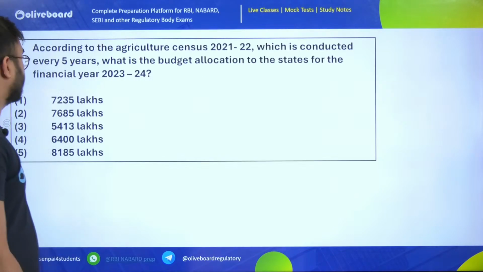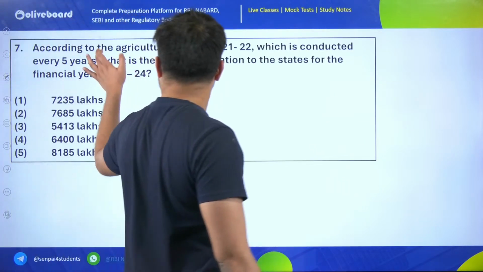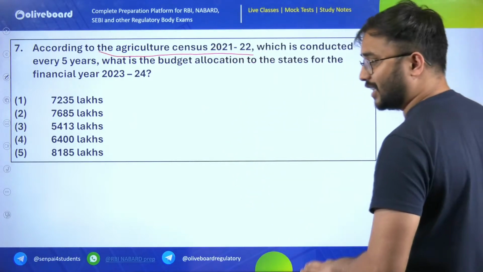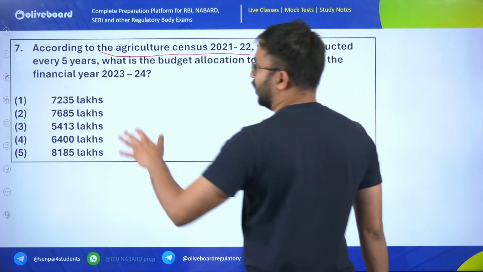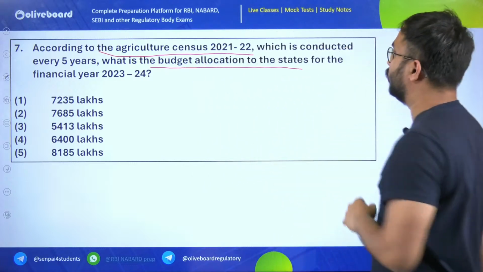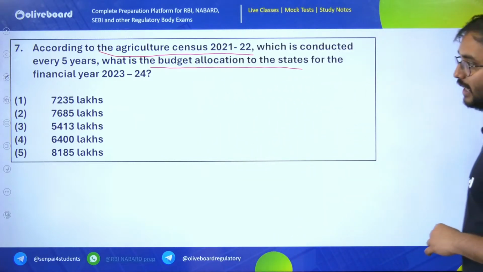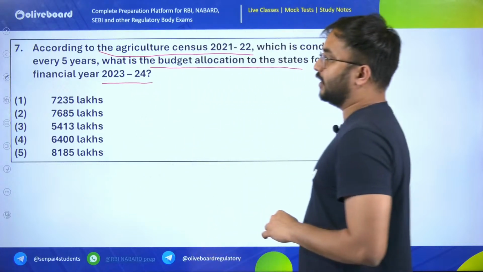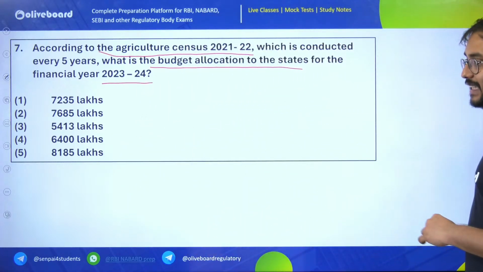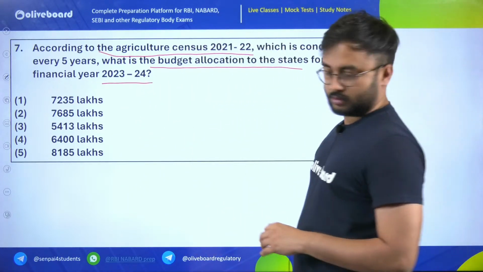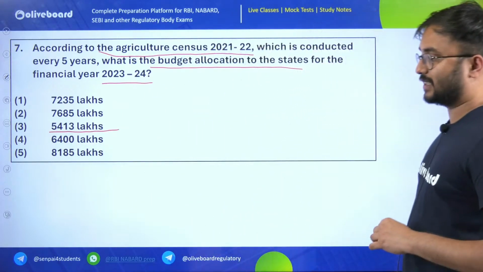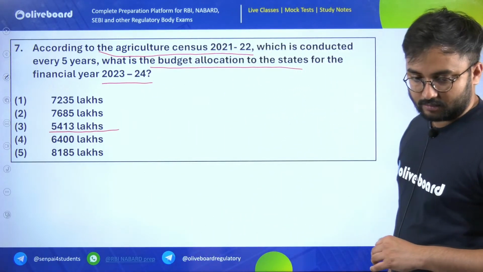Okay, next. According to Agricultural Census 2021-2022, which is conducted every 5 years, what is the budget allocation to the states for the financial year of 2023-2024? 7235 lakhs, 7685 lakhs, 5413 lakhs, 6400 lakhs, and 8185 lakhs.